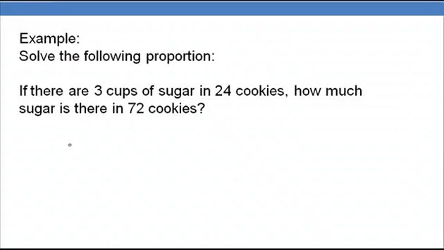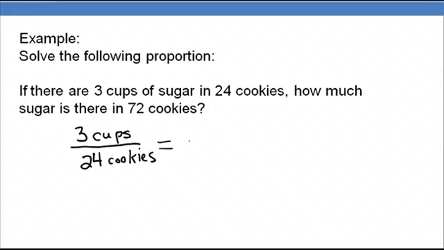So we'll make a fraction. We have 3 cups of sugar, and we'll put a label. We don't have to write the whole thing, but we need a little bit. In 24 cookies. How much sugar is there in 72 cookies? So this is at that same rate.